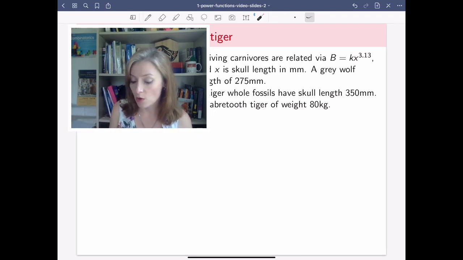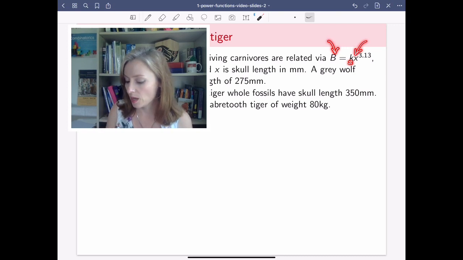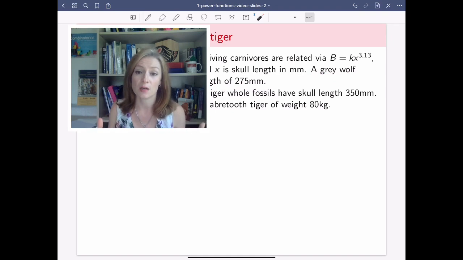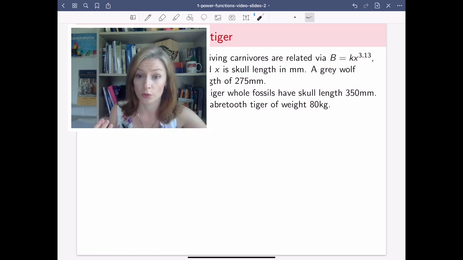The units here are body mass is in kilograms and the skull length is measured in millimeters. So this is the skull length, this is the body mass that it produces, and K is some kind of proportionality constant. We are given some information about one of the current living animals that belongs to the same type of family of predators as a saber-toothed tiger would. Right? So we're given the information about a gray wolf's body mass and its skull length in order to help us actually solve for this proportionality constant.